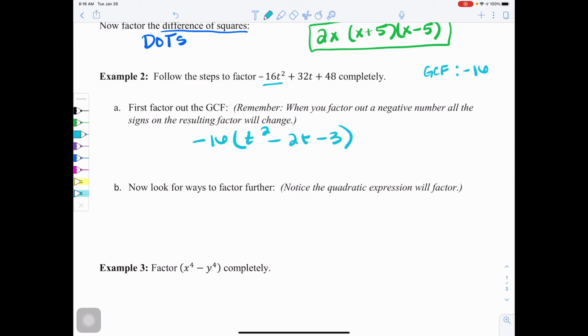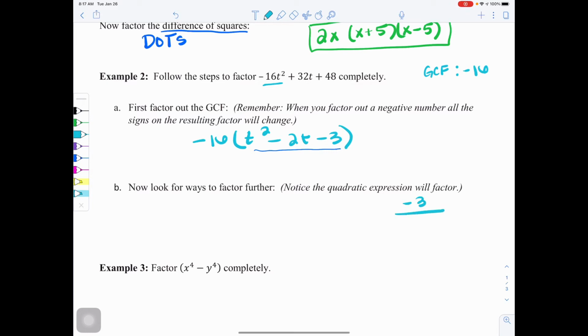Now, unlike our first example, I do not have a difference of two squares remaining inside, but I do have a trinomial that we can factor. So it says, now look for ways to factor further. So inside there, I have a trinomial that needs to be factored. So remember how we do this. We're going to list the factors of the last number.